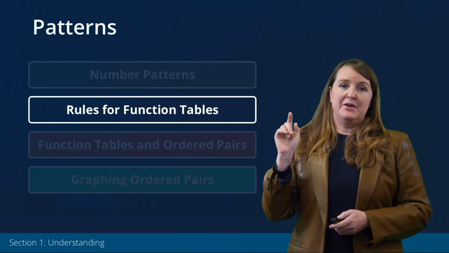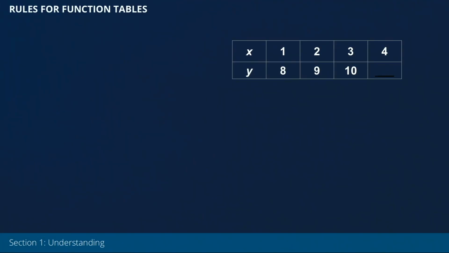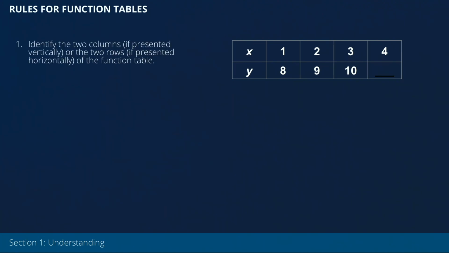Now that we talked about patterns, let's talk about rules for function tables. So here is a function table. Here I see that I have a row that represents x values and a row that represents y values. Sometimes people call these input and output.